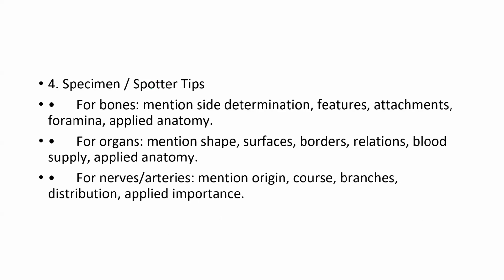So this is again the specimens, what tips. So bones: mention the side, determination, features, attachments, the foramina, applied anatomy for the bones. For the organs, sometimes, usually not, sometimes maybe the liver, kidneys, you have to mention the shape, surface, borders, relations, blood supply, and the applied anatomy.